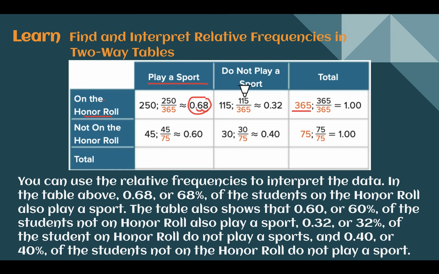Or we could say 32% of the honor roll do not play a sport. We could look at the next row and say 60% of the not honor roll people played a sport, or 40% of the not honor roll people do not play a sport. So this number is relating the two things together by a ratio or a decimal or percent. If the row is completed, it's of those people, and then it tells you what they did.